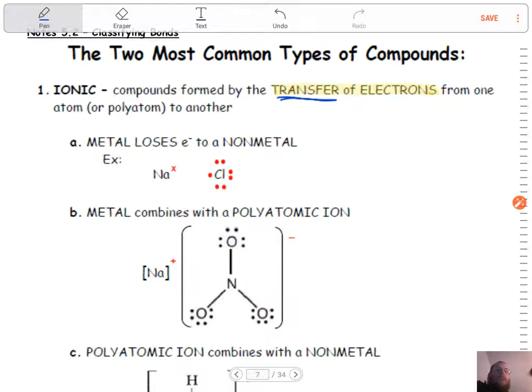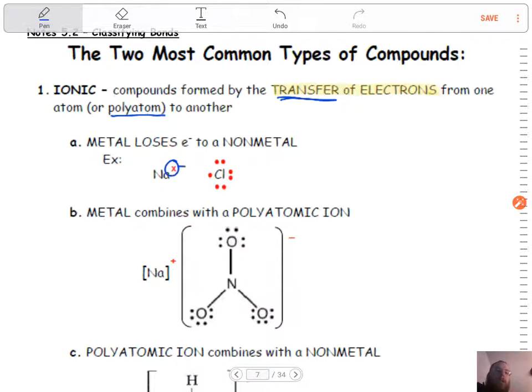And that's going from one atom, or what we call a polyatom, we'll talk about in a minute, to another. So the classic example that we see here is listed in A, where you have a metal losing its electron to a nonmetal. Based on the periodic table and the valence electrons that you studied in the last unit, that should make sense, right? Metals have like 1 or 2 or maybe 3 electrons, and it's easier for them to lose their electrons than to gain 5, 6, or 7 more. So they're very willing to lose those. And that's exactly what we see here.